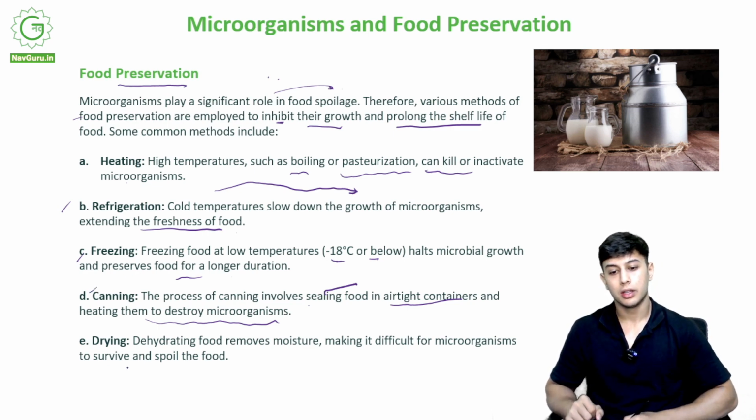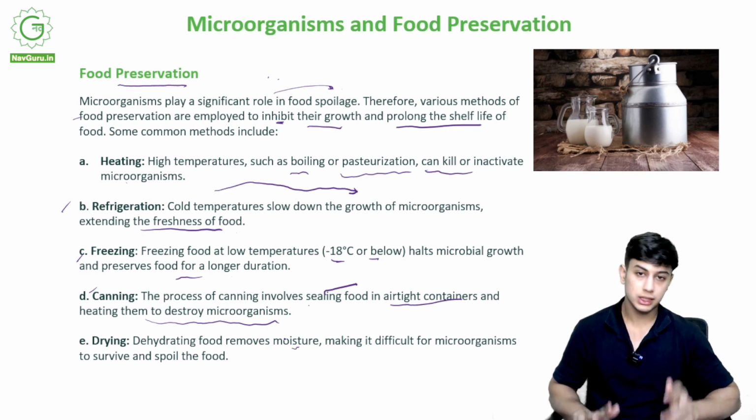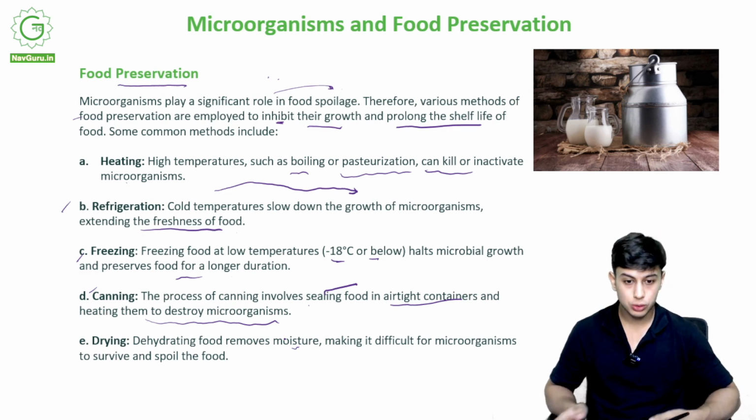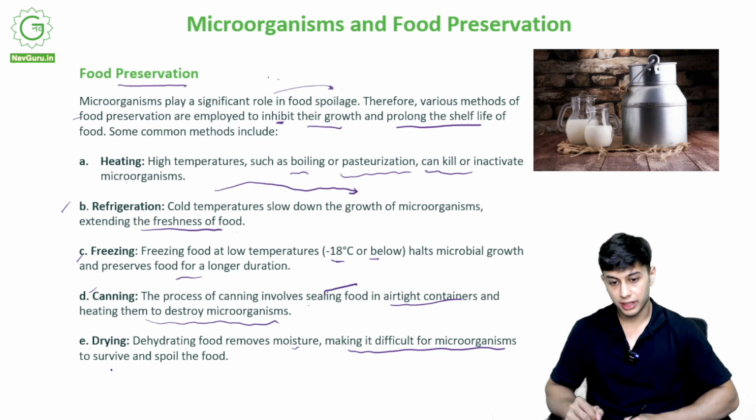Canning. Now we come to drying. What is drying? Dehydrating food removes moisture. Moisture is required by microorganisms to grow. If there is no moisture, there is no water and air, it is difficult for microorganisms to survive and spoil the food.